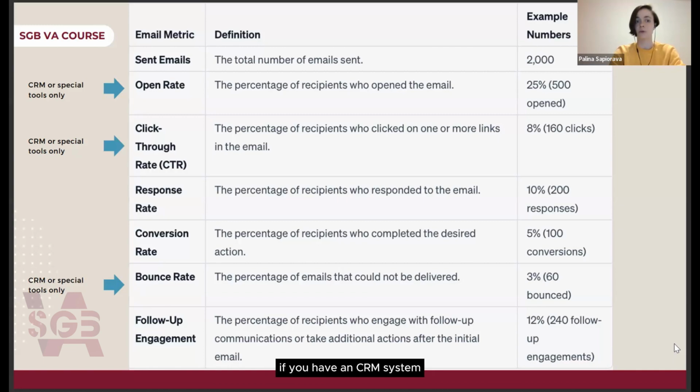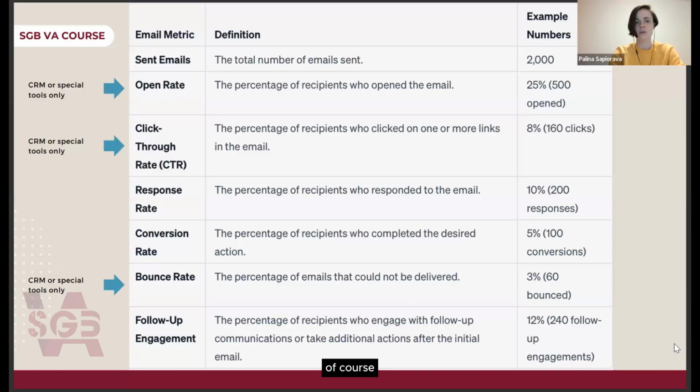But for example, if you have a CRM system, you can send emails through that system. There is such an option. And then that system will provide you with information, for example, how many people have opened your email, how many people have clicked on one or more links in the email, and then you can also get these metrics.